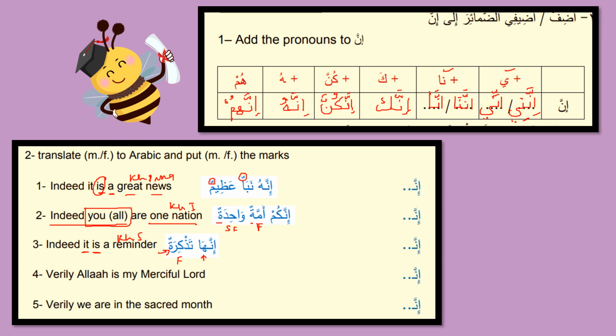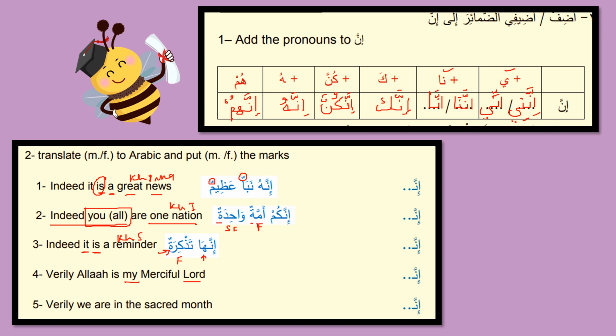And tazkirah comes from the word dhakara, to mention or to remember. So tazkira is another structure that you're going to learn in morphology. So just remember: reminder, remembrance, remember. All these words come from dhakara. So tazkira is reminder. Verily is also translated as indeed.